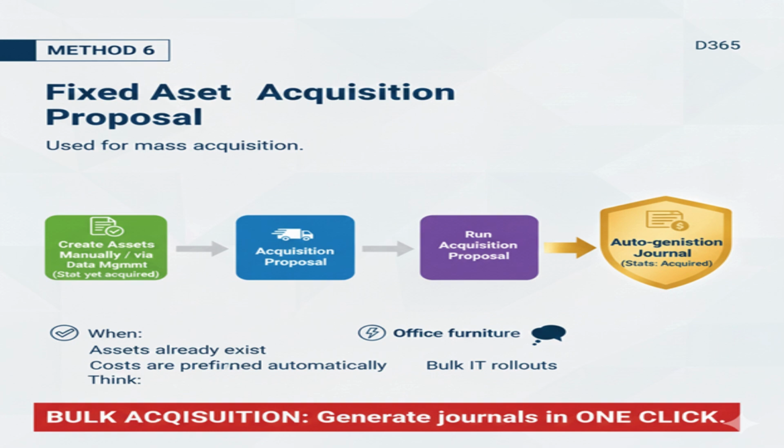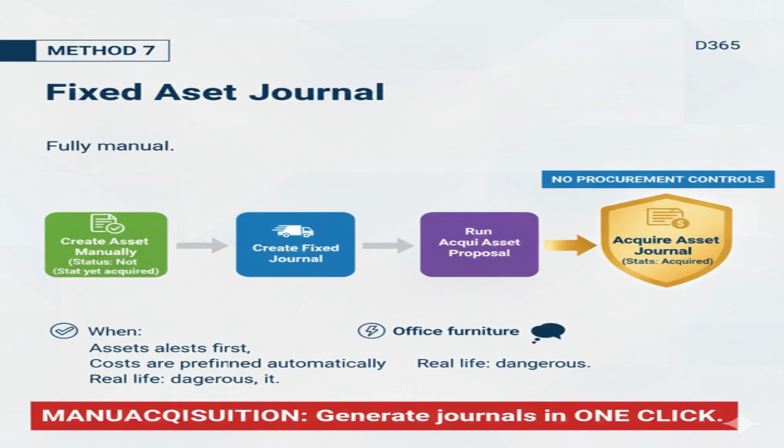Method 6, fixed asset acquisition proposal, used for mass acquisition. When assets already exist, costs are predefined, and you want acquisition journals generated automatically. Think office furniture, bulk IT rollouts. Method 7, fixed asset journal, fully manual. The asset exists, a fixed asset journal is posted to acquire it. Exam view: simple. Real life: dangerous. This bypasses procurement controls, so use it as a last resort.